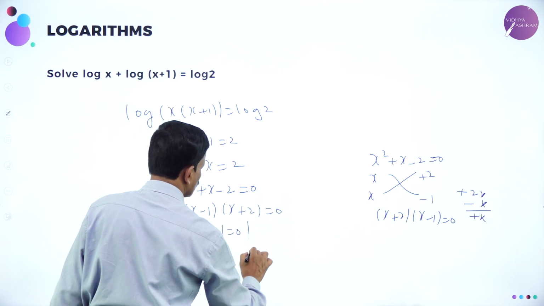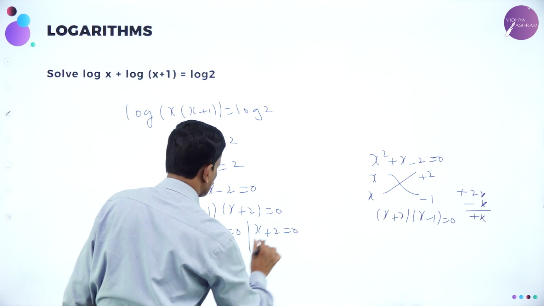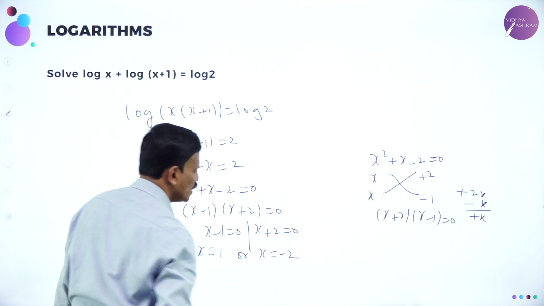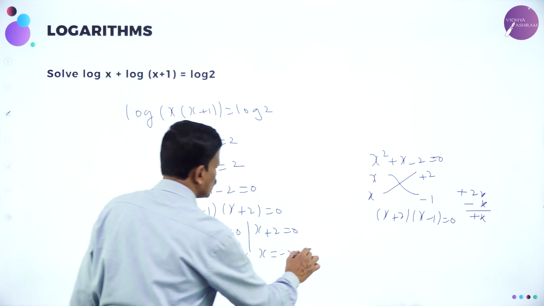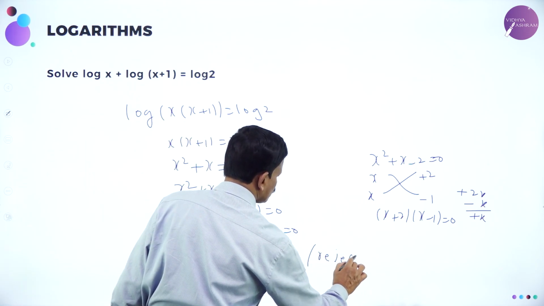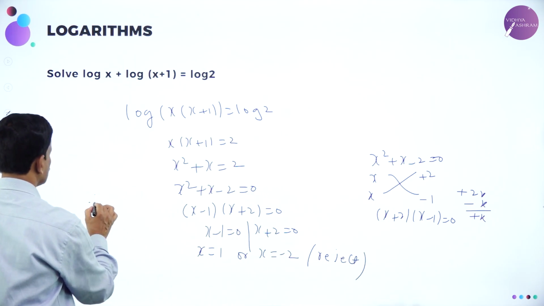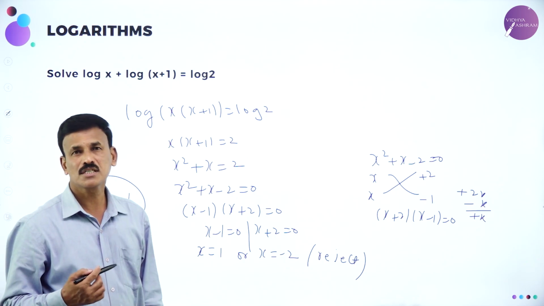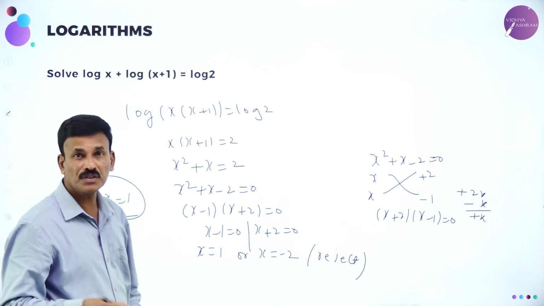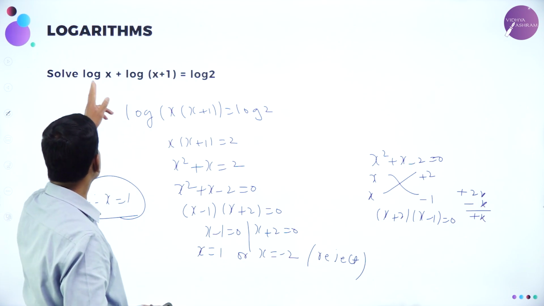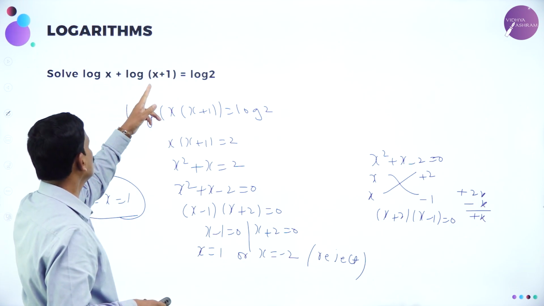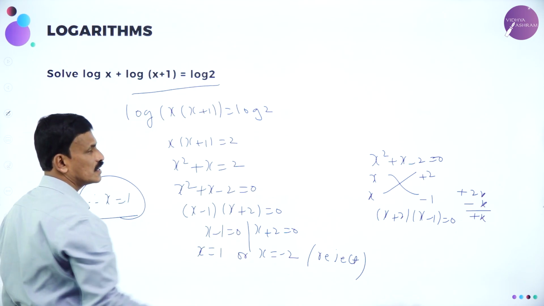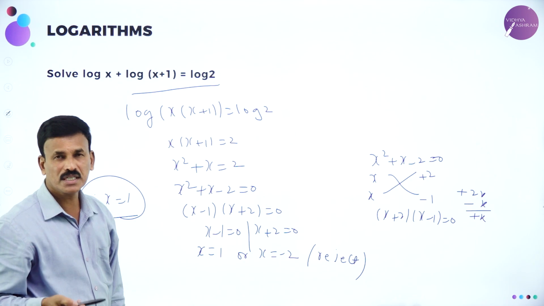x minus 1 is equal to 0, or x plus 2 is equal to 0. x is equal to 1, or x is equal to minus 2. x cannot be negative, so we can reject this. Therefore the value of x is equal to plus 1. If you want to verify, you can verify. If you put x is equal to 1, logarithm of 1 is 0, plus logarithm of 1 plus 1 is log 2, you will get this answer directly.